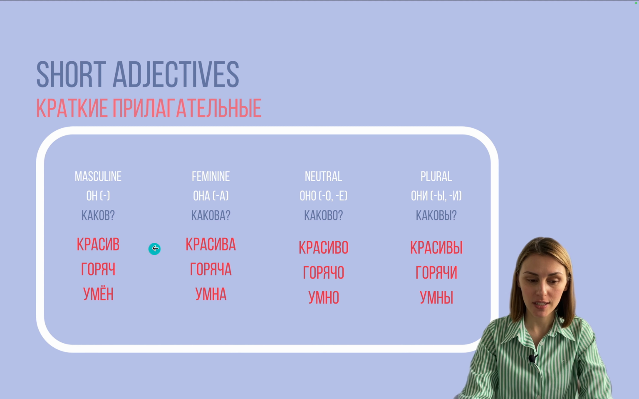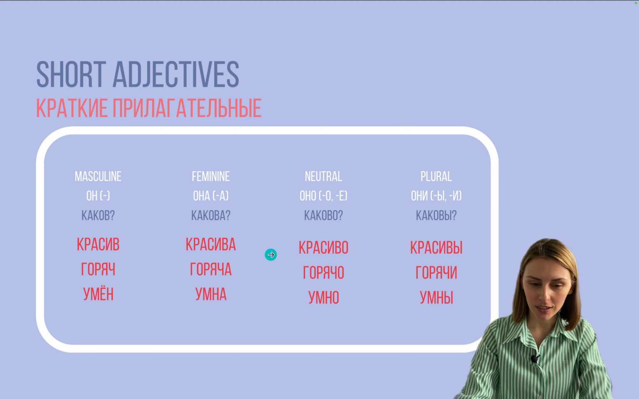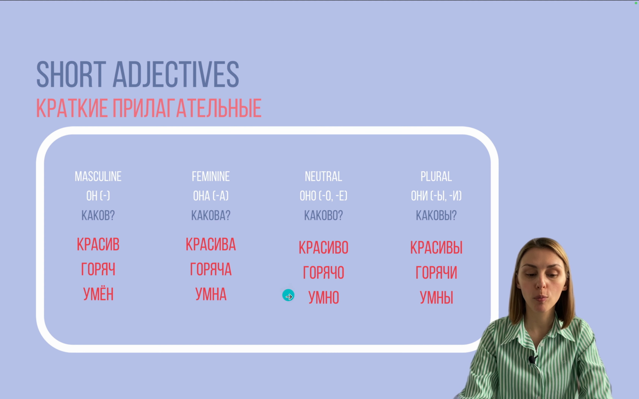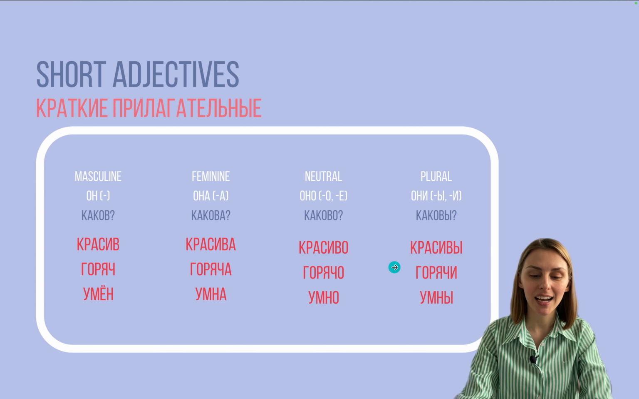Feminine short adjectives: красива, горяча, умна. Neutral short adjectives: красиво, горячо, умно. And plural short adjectives are красивы, горячи, умны.